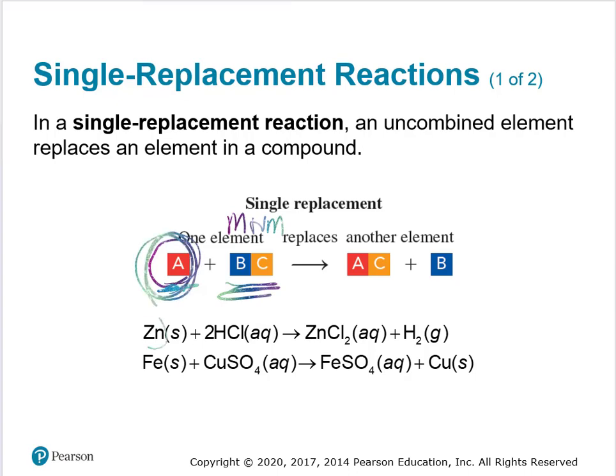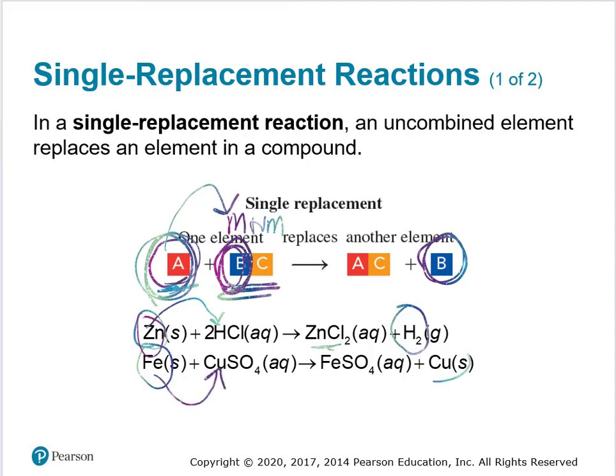Let's say I have zinc or iron. It wants to kick out the metal that's in the compound. It wants to do a date swap. So A is going to kick out B, leaving poor B by itself. In this case, zinc is going to say, see you later, hydrogen, you can be by yourself. And zinc will take hydrogen's spot to make zinc chloride. Iron is going to kick out copper, so copper will be by itself, leaving iron with the SO4, so iron sulfate.